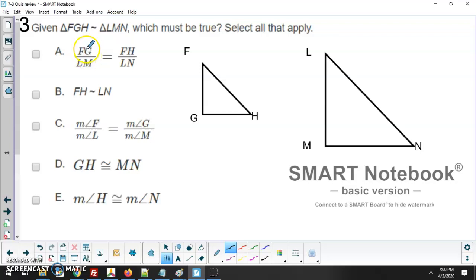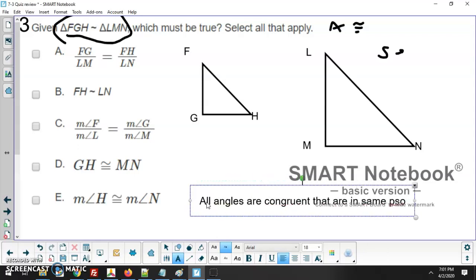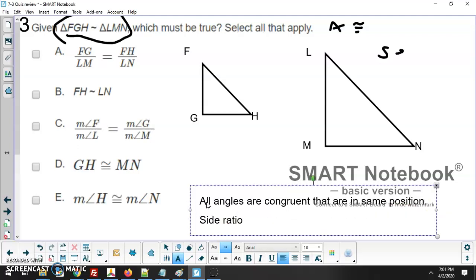The ratio FG to LM, so they are similar. So what must be true? There are 2 things that must be true. The angles in the same position are all the same. The angles are congruent, and the sides are not congruent, they are proportional. So what must be true if it is similar? All angles that are in the same position are congruent, and the ratios of corresponding sides are equal.